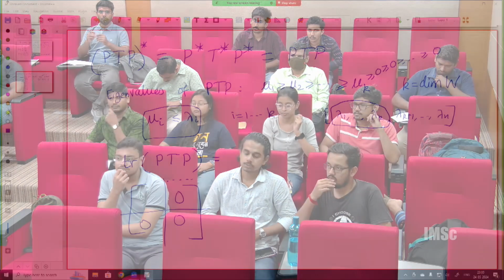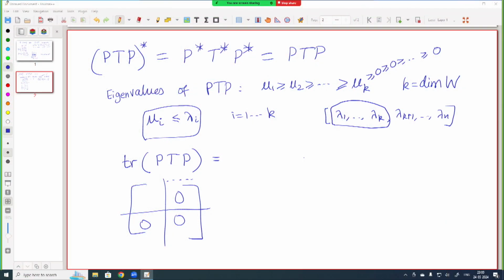Mu 1 is also greater than or equal to lambda 2. I also know that by Cauchy interlacing. But I am not using that. Yes, correct. I am only using half of the interlacing. Okay, so this is all we need. So I am not using the full power of this Cauchy interlacing.